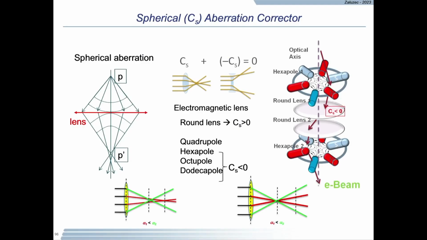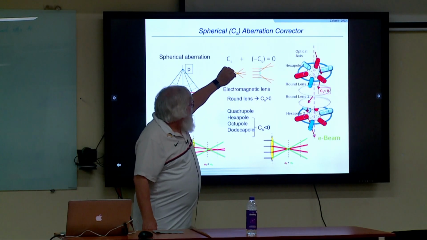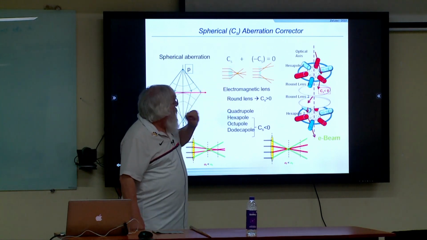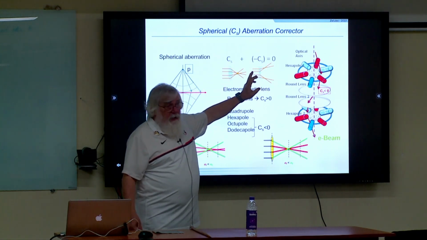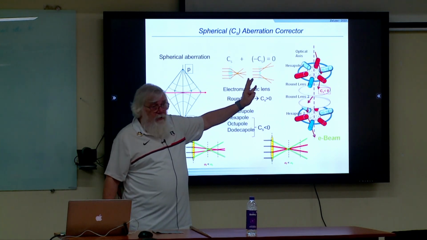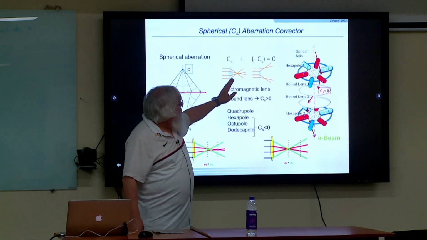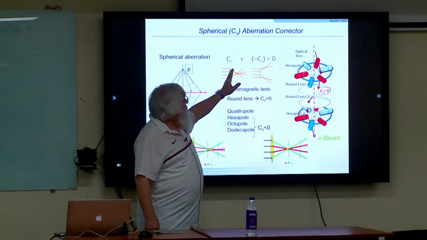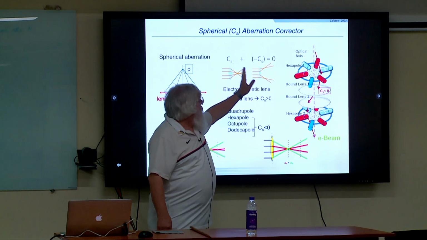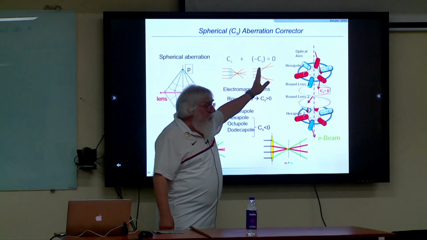So, how do we get rid of spherical aberration? Spherical aberration comes from the fact that we have a round lens, because in a round lens, you can never have a lens that defocuses. You always have a condensing lens. What was discovered by several people, Albert Crewe thought about it years ago, and Harald Rose really developed all the technology for it. He discovered how to make a non-spherical lens, which is a negative CS lens.